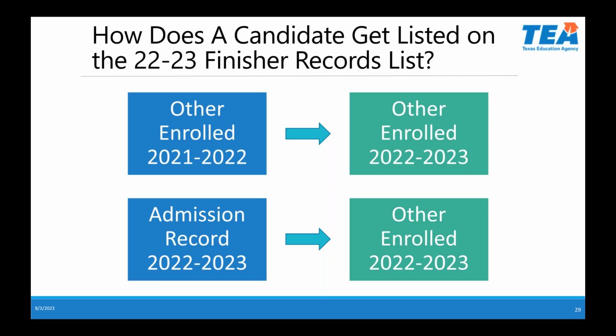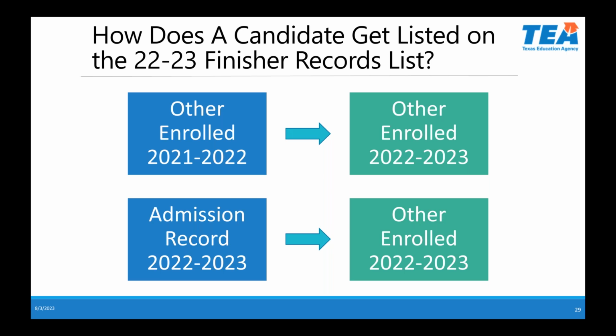Candidates can be placed on the Finish Your Records list in two ways. First, candidates designated as other enrolled at the end of one year will automatically roll over to the next reporting year, saving you from creating a new list each year. However, it can become problematic if candidates who have left the program are not removed and continue to roll over unnoticed year after year. To ensure accuracy, review and update the list annually.